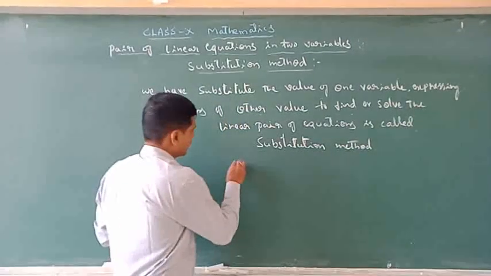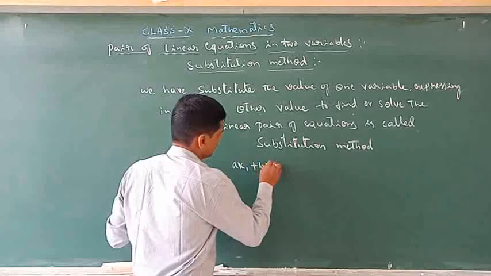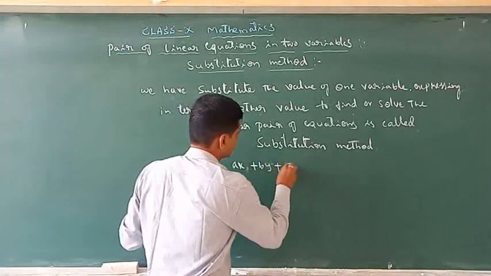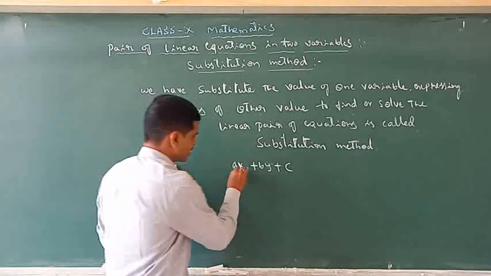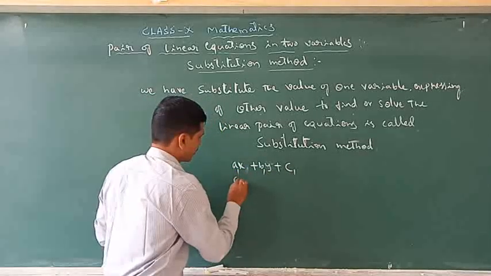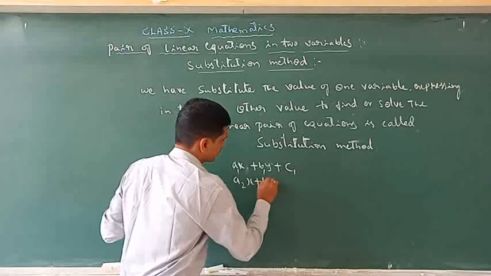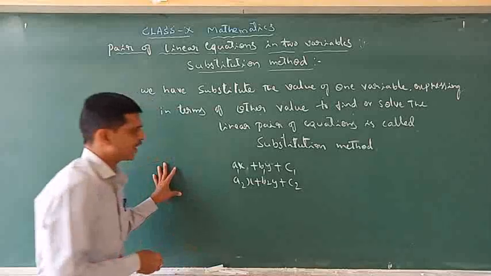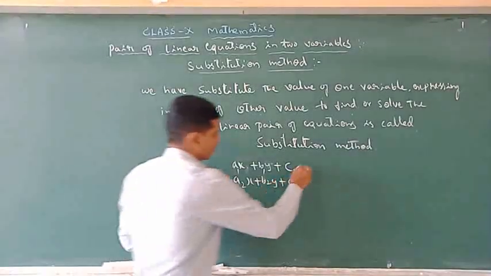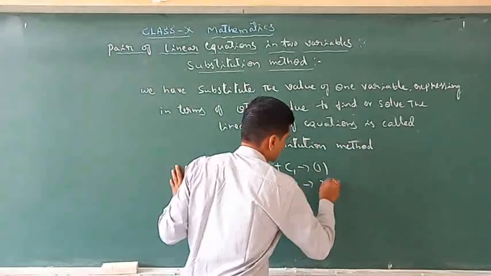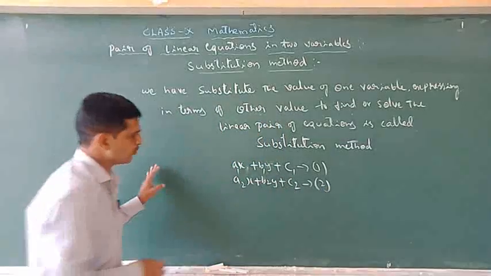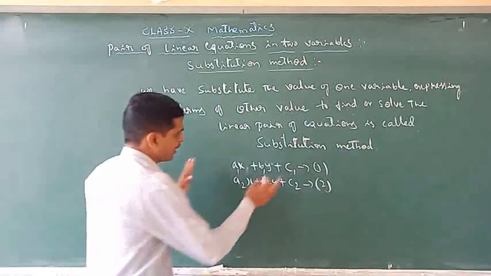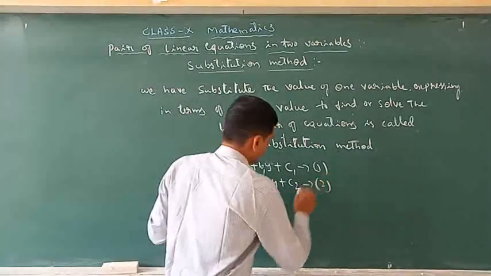For example, consider a1x plus b1y plus c1 equals 0, okay. Here it is a1, b1, c1. Another one, a2x plus b2y plus c2 equals 0. So how can we substitute the value? Call them equation number 1 and equation number 2. In the substitution method, first we take any one of the equations.